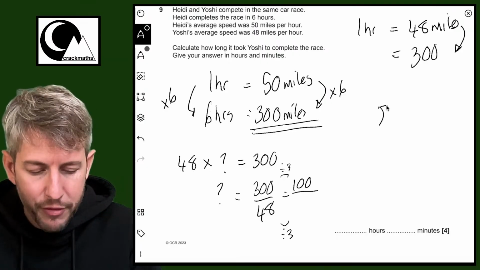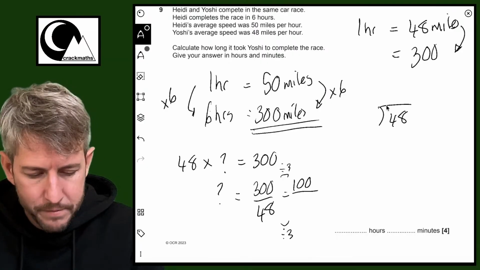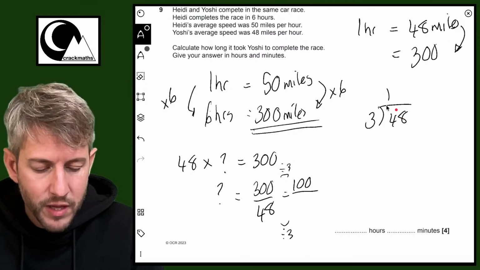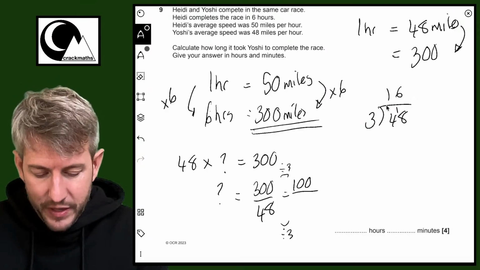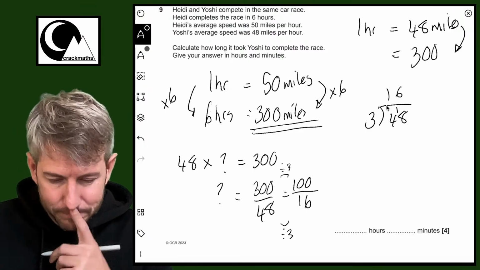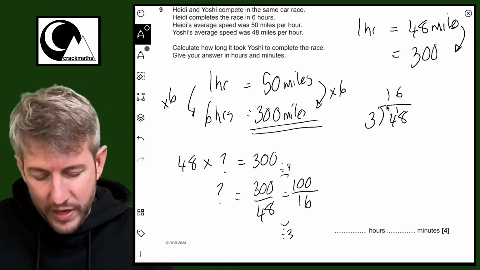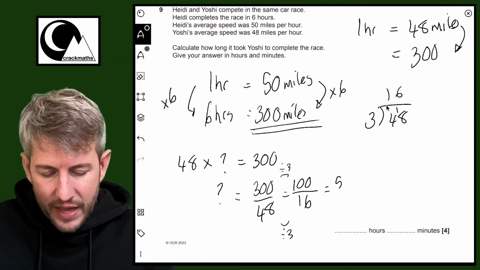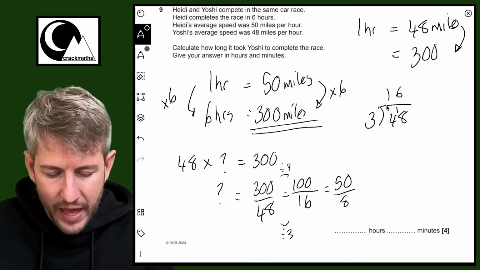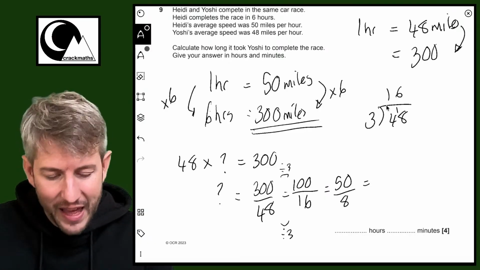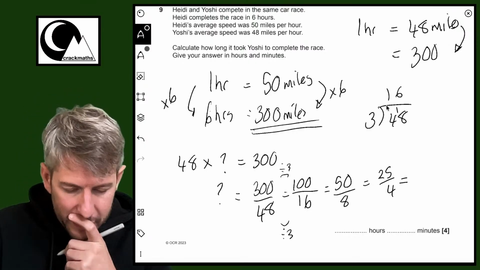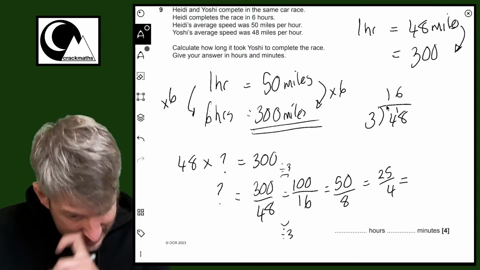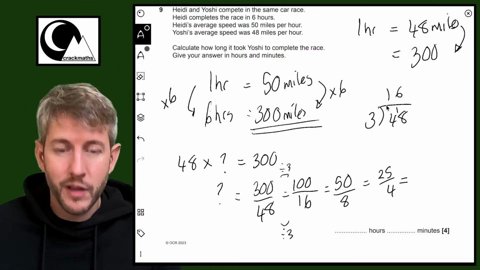So 48 divided by 3, I'm just going to quickly lay it out over here. 3's into 4 go once, remainder 1, 3's into 18 go 6. Okay, so this fraction becomes 100 over 16. Okay, right, and then we can simplify that again. We can get that into 50 over 8. We can get that as 25 over 4. And what I'm going to do now is I'm going to write this as hours and minutes, okay?